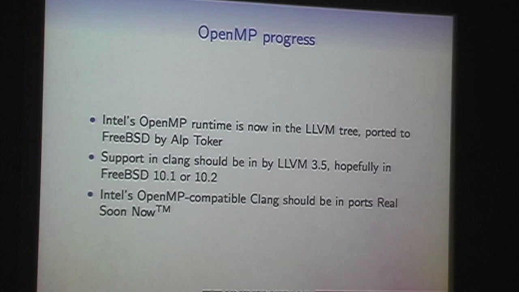The patches for Clang are currently being upstreamed, so what our strategy is likely to be there is to import Intel's fork of Clang, which has all the OpenMP support, into ports, use that for the ports that need OpenMP, and then when these patches are upstreamed, which should hopefully be before LLVM 3.5, we'll import the new version of LLVM, get rid of the port of the fork, and just use that.